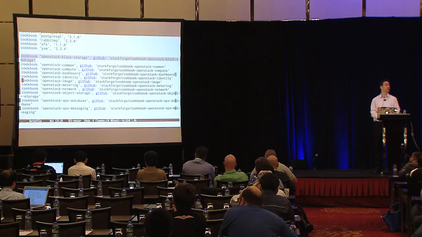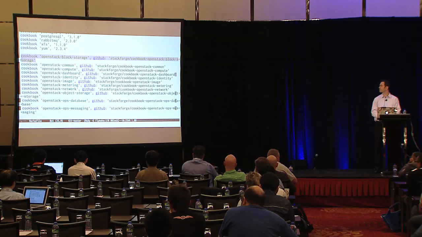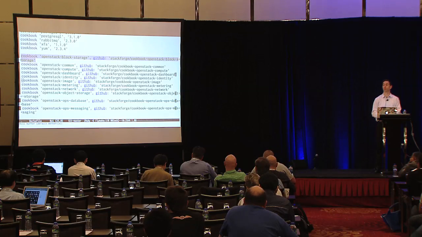Well, we shipped the Berksfile locks. Yeah, actually, we shipped the lock file, but you could delete the lock file and then run off the tip. So you can see all the SHAs are there on StackForge, community cookbooks.